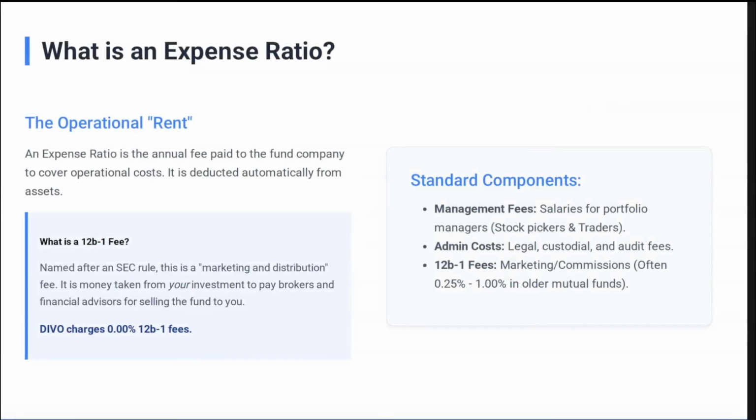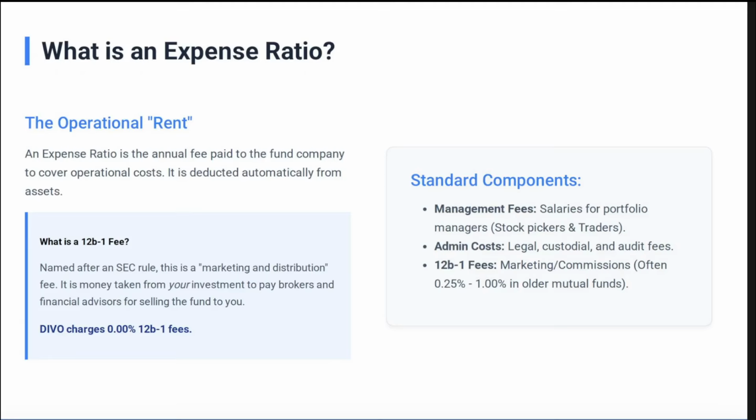All right, what is an expense ratio? I talk a lot about it in my videos and when replying to comments, right? It is the operational rent. You're paying a salary for these active managers, basically, to help operate the fund. They need to get paid to work. An expense ratio is the annual fee paid to the fund company to cover operational costs. It is deducted automatically from assets. You won't see it. You won't really feel it for the most part.